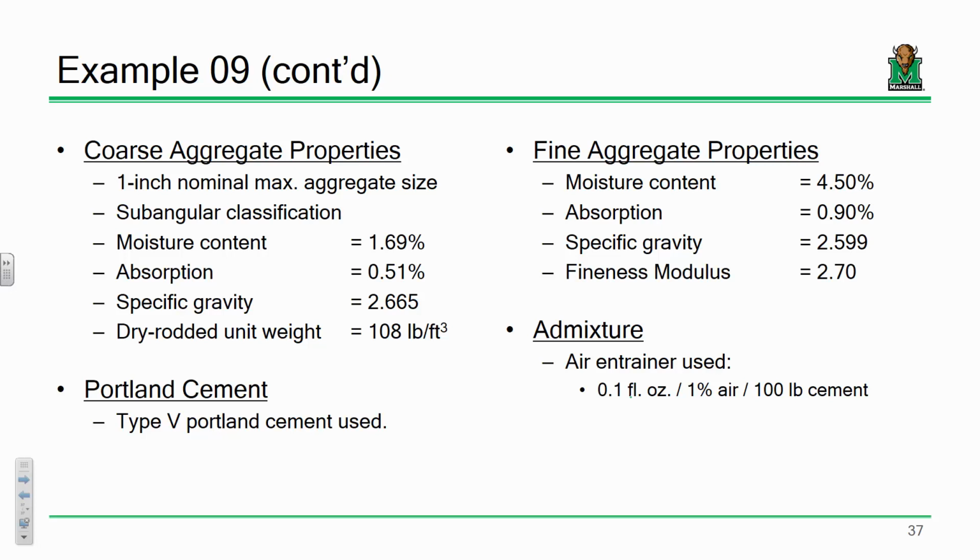Since this is an exterior application, we are going to need admixture. We're going to use air entrainer, obviously. So just so you understand this delineation, that's 0.1 fluid ounces for 1% air. So if I needed 5% air in my mix, I would need 0.5 fluid ounces for every 100 pounds of cement. So what I'll do is take this, multiply it by my air content, and multiply it by however many multiples of 100 pounds of cement I need, and that'll tell me how much air entrainer I put in. So there we go.